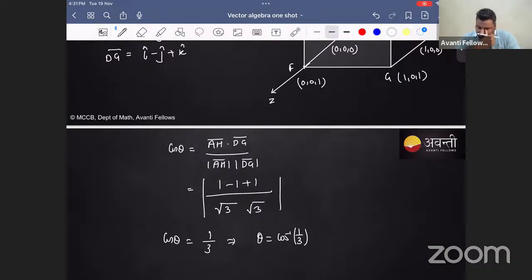So this is how we find the acute angle between two body diagonals of a cube. Am I clear?